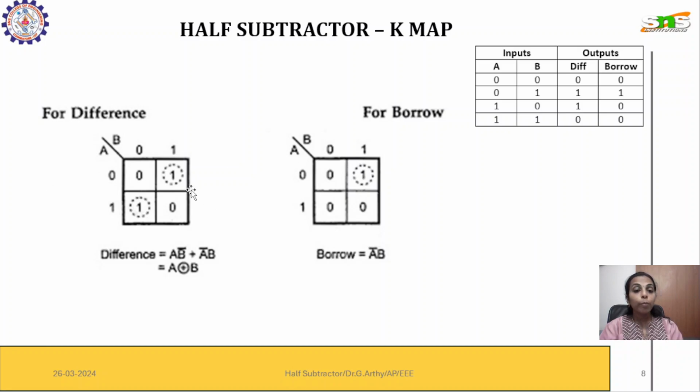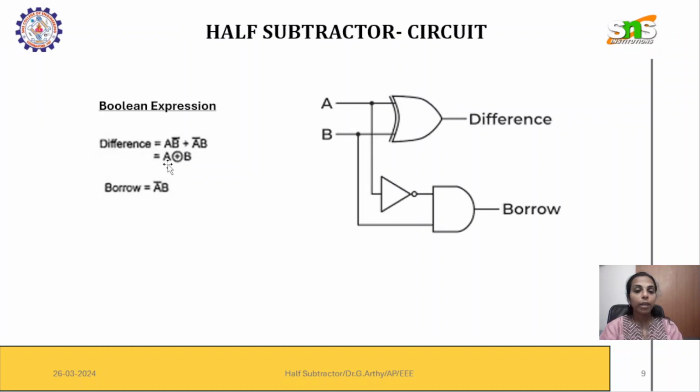Now we have to group it. Here grouping is not possible, so only single ones can be grouped. So after grouping, if we write the common terms for this, it is A dash and B. For this, it is A and B dash, which is an XOR gate. So it has been written here. And for this, if we consider the common term, A dash is common and B is common. So these are the two Boolean expressions which we have arrived at.